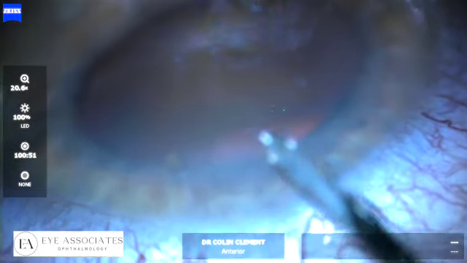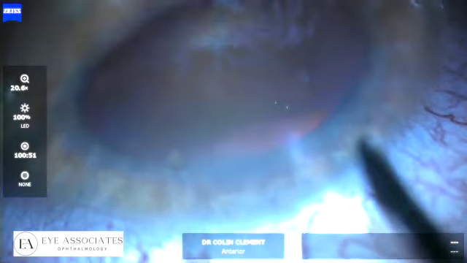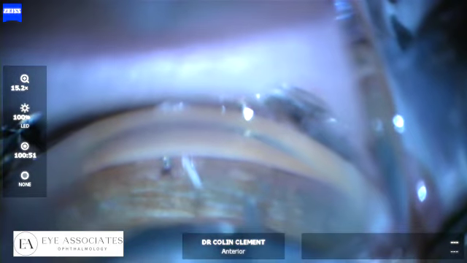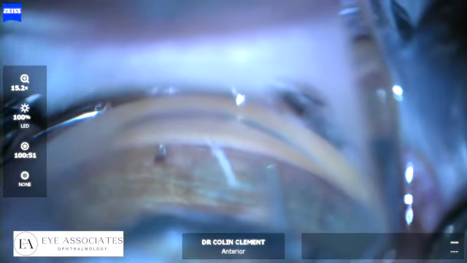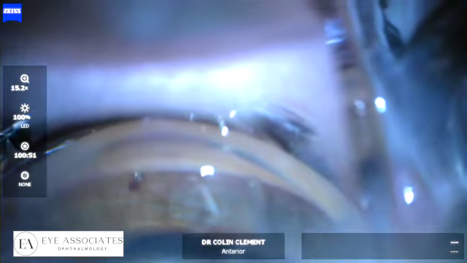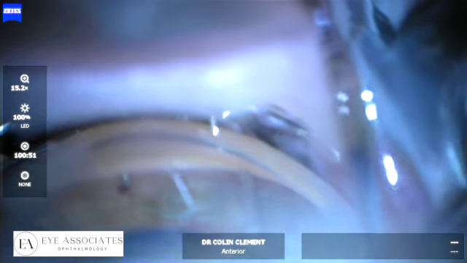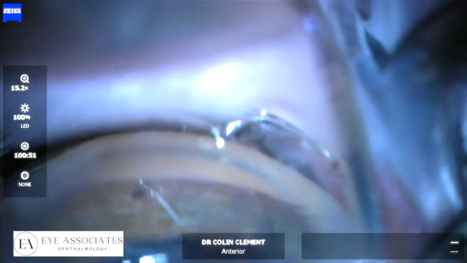Once it's in place, the injector is positioned back into the anterior chamber, the trocar engaged through the trabecular meshwork into the location where the stent is to be deployed, and then the trigger fired to release the stent as seen here.